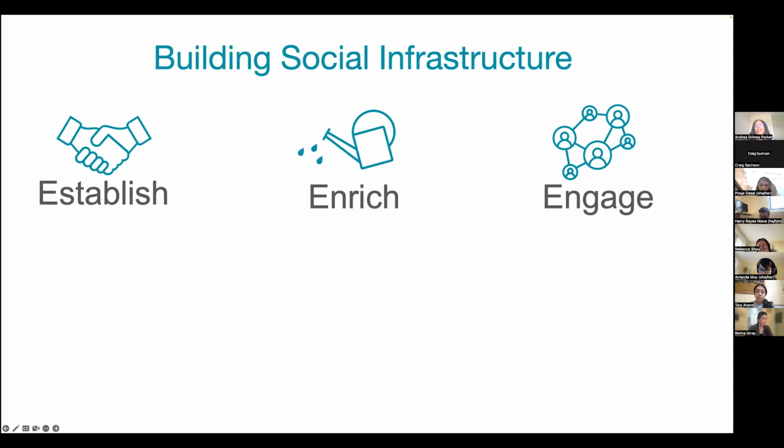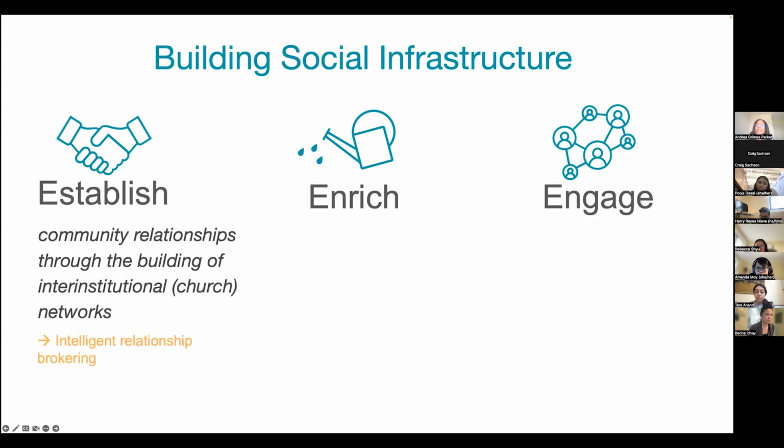And more broadly, our findings highlight 3 ways in which digital health interventions anchored within Black church communities can help build social infrastructure that addresses health disparities. So first, our findings show the value of tools that help people to establish relationships, not only within, but also across faith communities.